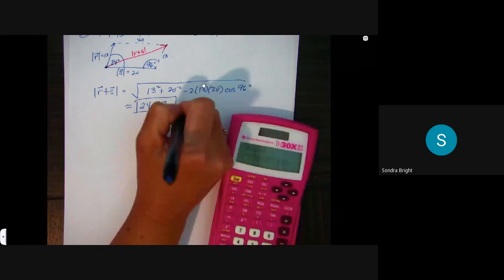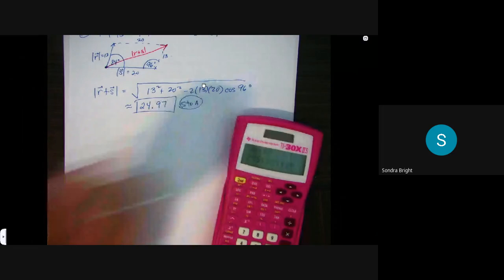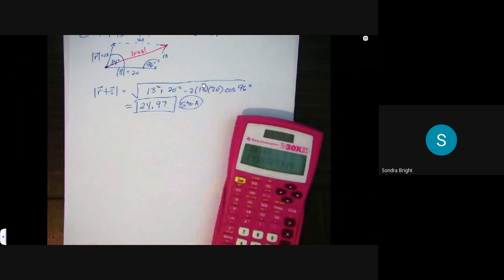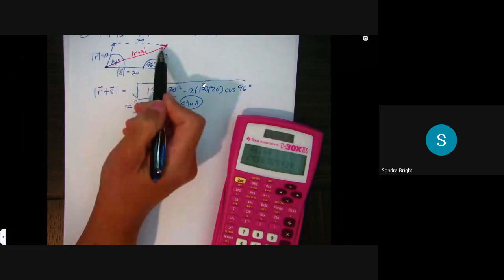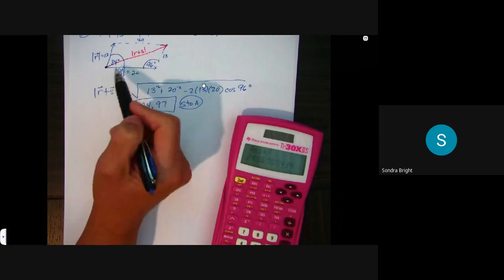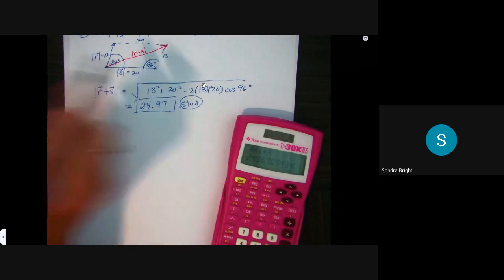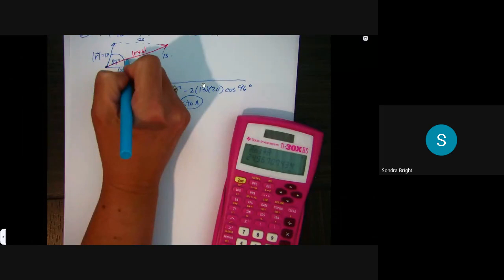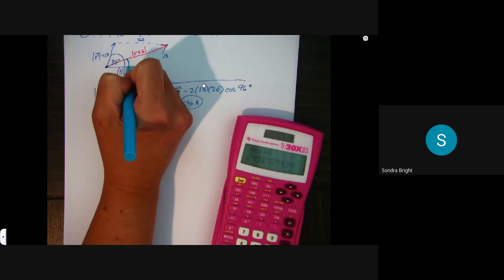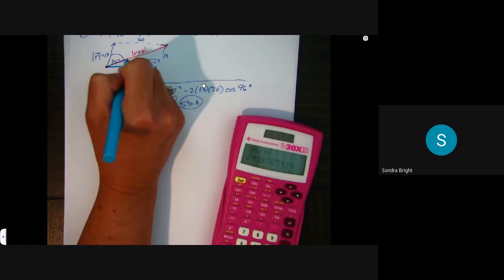Okay. The other thing they want is the angle that R plus S, the resultant, makes with S. So the way I drew this, I want this angle here. That's the angle I want. I'll call it theta.